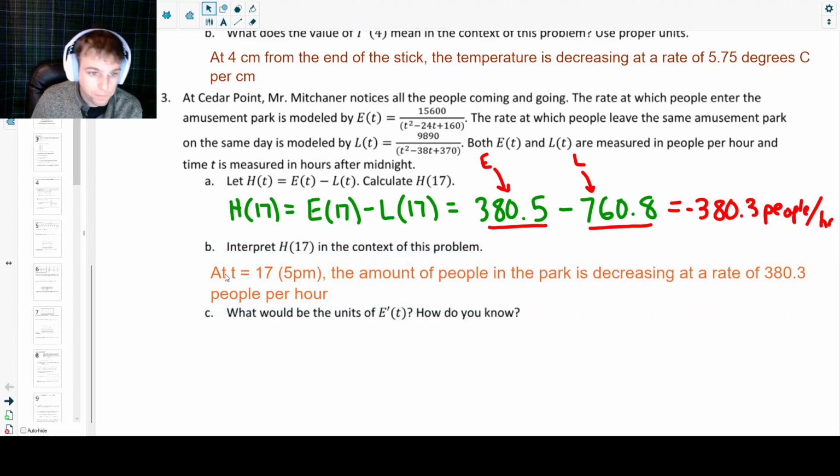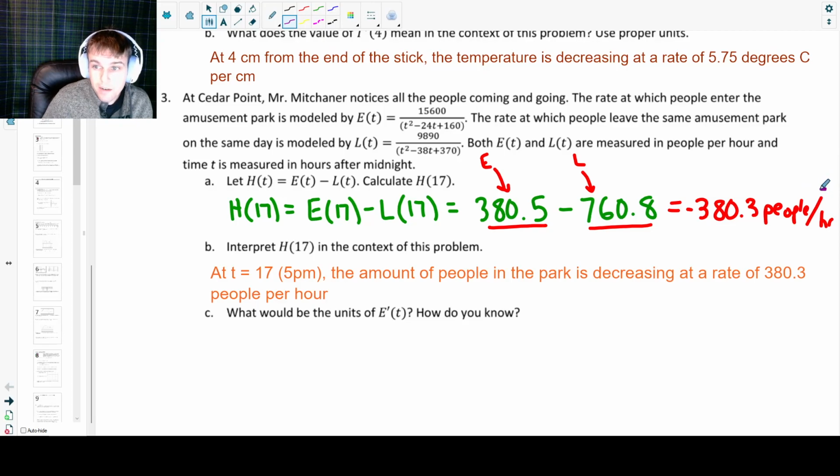makes sense. So at t equals 17, which corresponds to 5 p.m., the amount of people in the park is decreasing, again, because we have a negative rate of change here. This rate, people per hour, is decreasing at a rate of 380.3 people per hour.